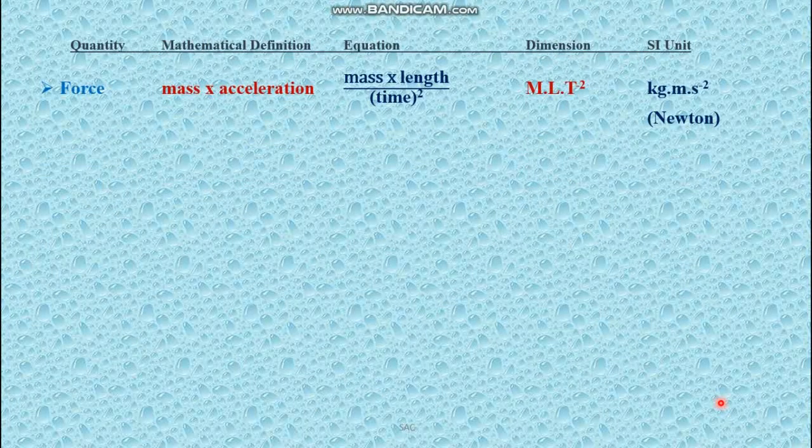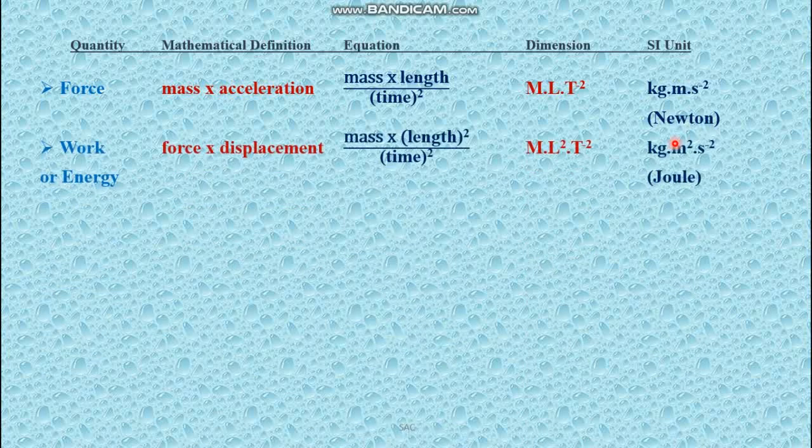Our next quantity is force. So what is the definition of force? Force is the product of mass and acceleration. So its mathematical equation should be mass in the numerator and acceleration, which we have obtained as length by time squared. So the dimension should be MLT^-2, and the SI unit should be kg meter per second squared. That is called Newton.